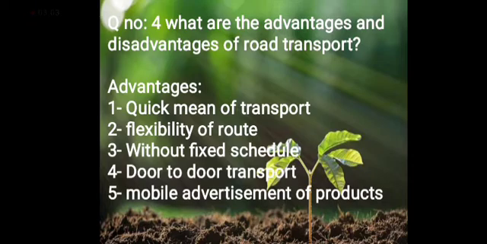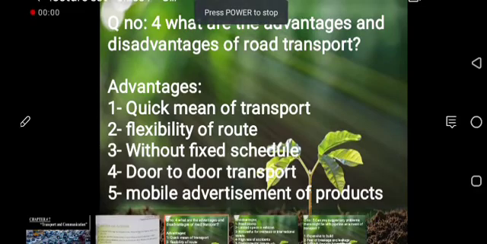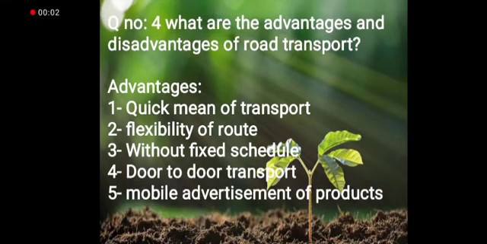Now come to the third point, without any fixed schedule. Again we are going to compare this point of road transport with train travel and air travel. Whenever you want to go anywhere with the trains or the buses or the aeroplanes, you have to follow the schedule. The fourth point is door-to-door transportation of goods and services.